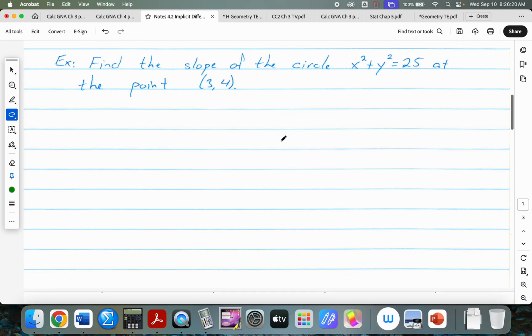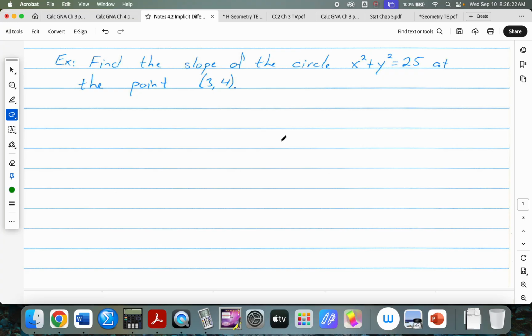All right, let's take a look at this one. Find the slope of the circle, x squared plus y squared equals 25 at the point (3, 4). Again, you're probably never going to take the time to do this, but I want you to be thinking this. I'm taking the derivative with respect to x of x squared plus y squared on the left side, which is equal to the derivative with respect to x of 25.